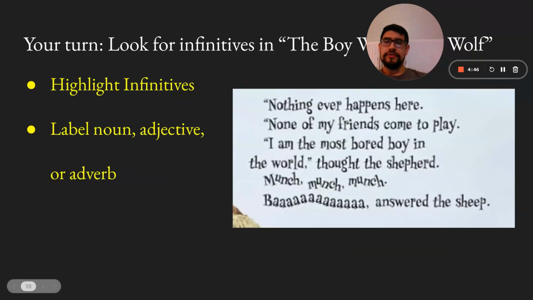Okay, so now it's your turn. We're going to go back to The Boy Who Cried Wolf, and I want you to look for infinitives. When you find an infinitive, highlight it and then label the infinitive, whether it's being used as a noun, an adjective, or an adverb.